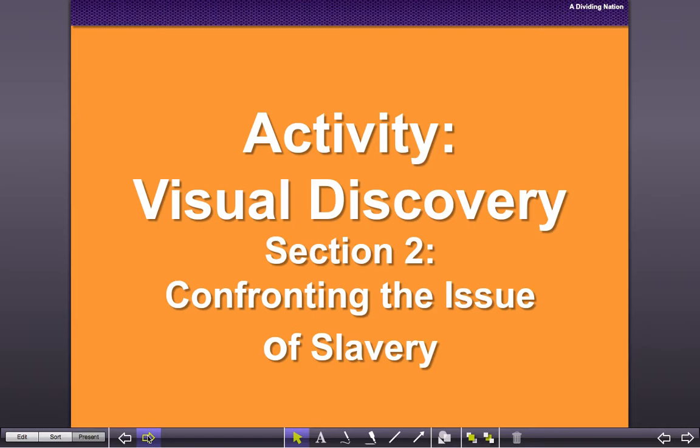All right, welcome back. Hopefully, you got through section one, the introduction, answered those questions, and also completed the preview for that, and then took a look at the key content terms for chapter 21. But here we are for section two. This is one of our visual discovery activities, and the name of this section is Confronting the Issue of Slavery.